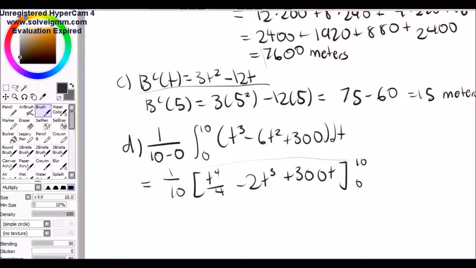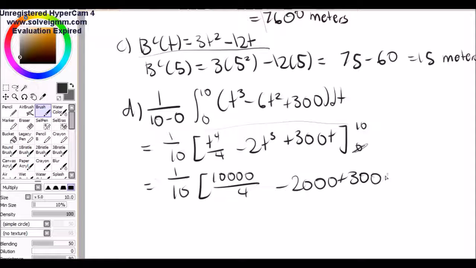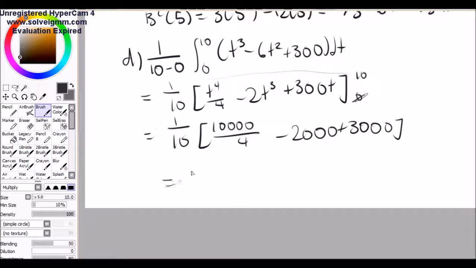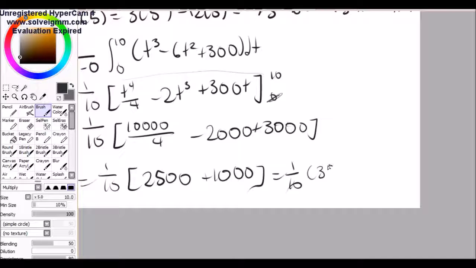Since multiplying by 0 is 0 and subtracting by 0 does nothing, we can ignore the lower bound. By plugging in 10, we get 1/10 times 10,000 over 4 minus 2,000 plus 3,000. We can simplify once more and get 1/10 times 2,500 plus 1,000, which is then equal to 1/10 times 3,500, which is equal to 350 meters per minute.